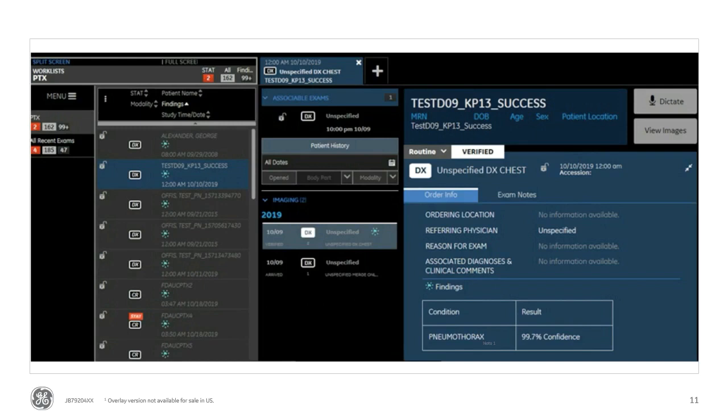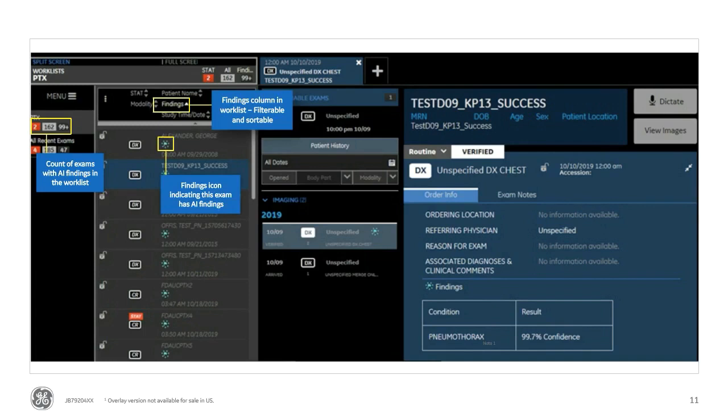Here, it's a little hard to see, but what I'm showing is that for any individual work list, we can see the total number of exams, the number of stat exams in red, and on the right, the number that have critical AI findings associated with them. Now, these results can also be used to sort the exam list, so the ones with critical findings are at the top. And any exam that has a critical finding is flagged, and hovering over that flag can very quickly display the results. The same holds for any exams that are priors with critical findings.